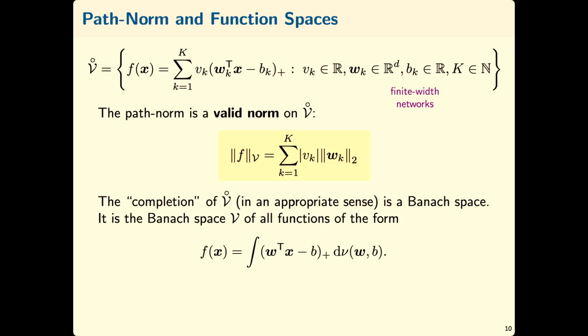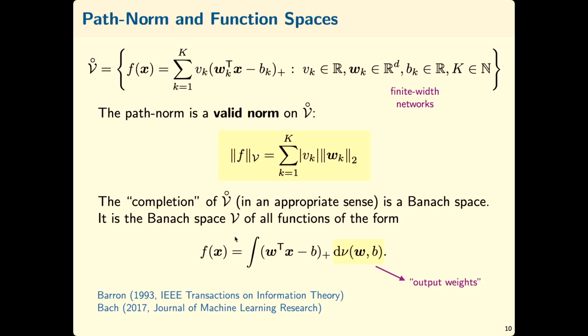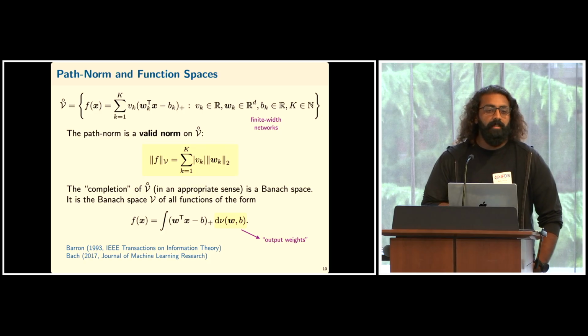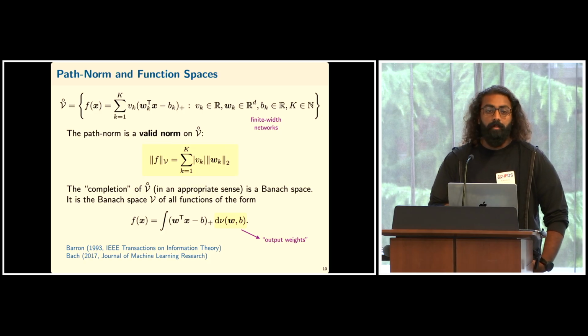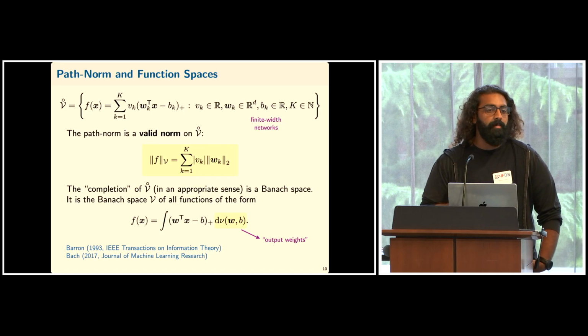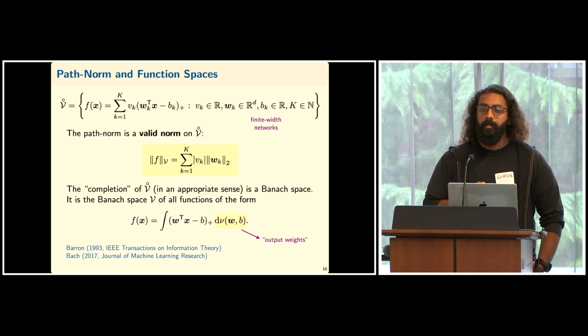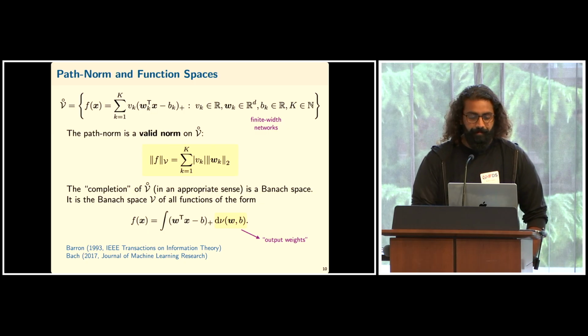In particular, it's the Banach space of functions where I can write all the members as essentially integral combinations of neurons. This measure nu here is just playing the role of the output weights now. And these spaces are often called variation spaces, so that's why I'm denoting it by this mathcal V. So this formulation goes back to the sort of foundational work of Andrew Barron in the 90s, and then I think Francis Bach kind of popularized it a bit later. So we're going to sort of adopt this perspective when studying neural networks.